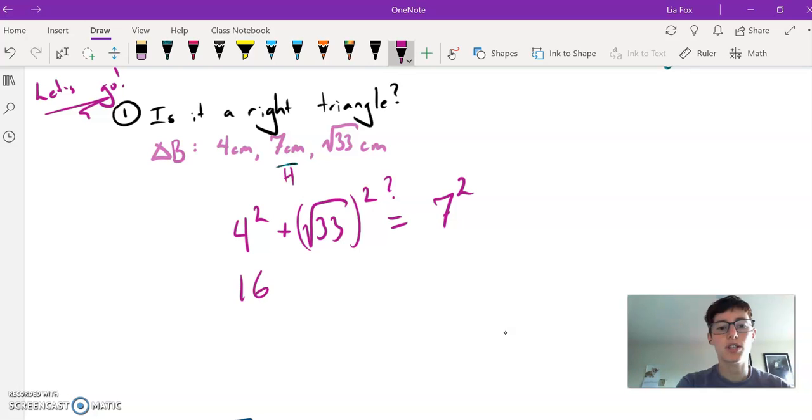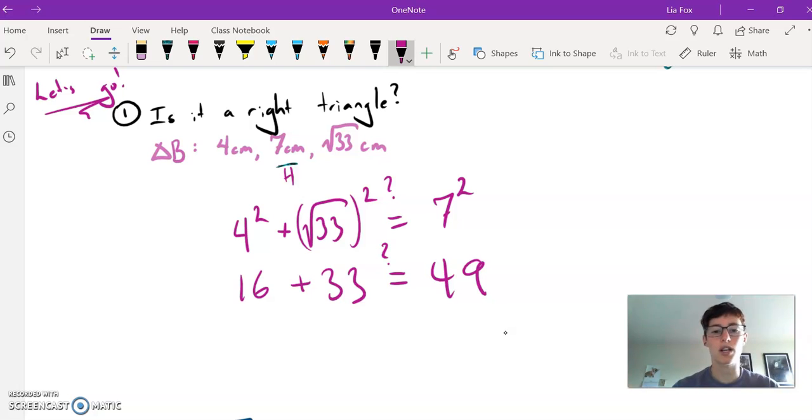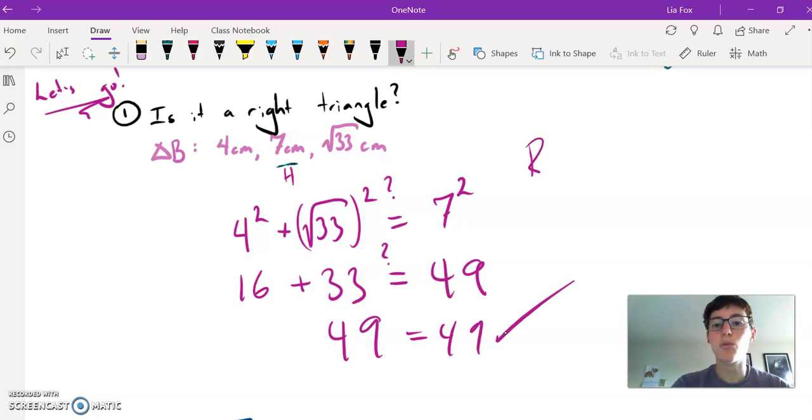I'll find 4 times 4 is 16. The square root of 33 times the square root of 33 just gives me back the plain old 33. Does that equal 7 squared or 49? And I find, hey, 16 plus 33 is indeed 49. So this triangle right here is a right triangle.